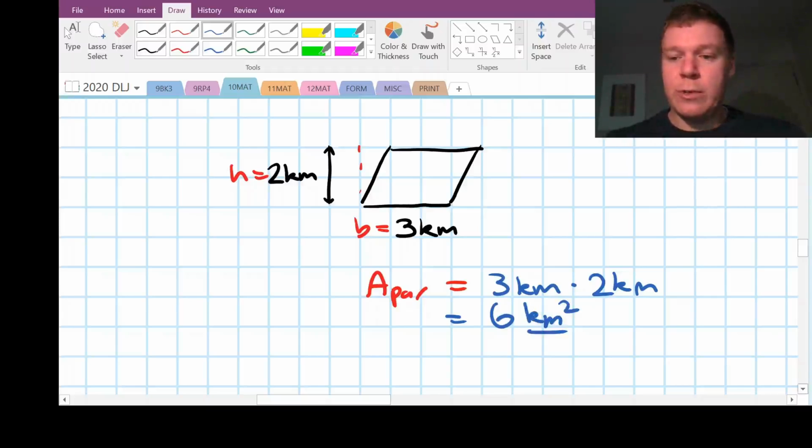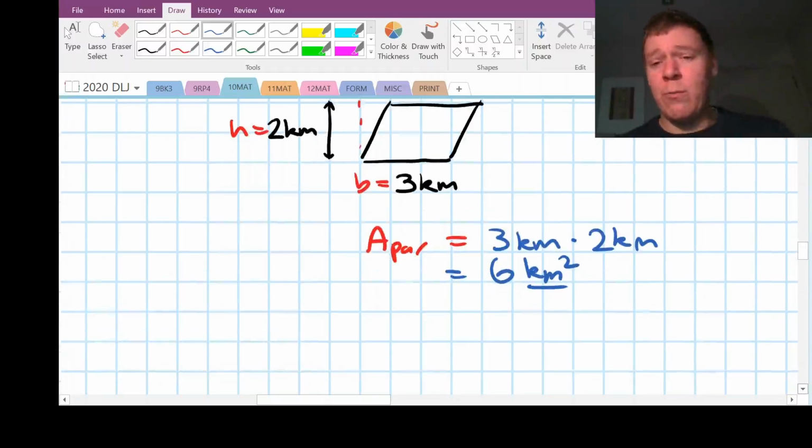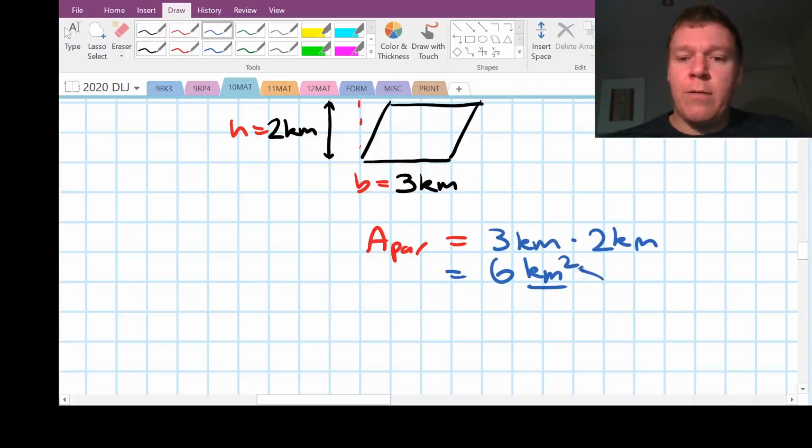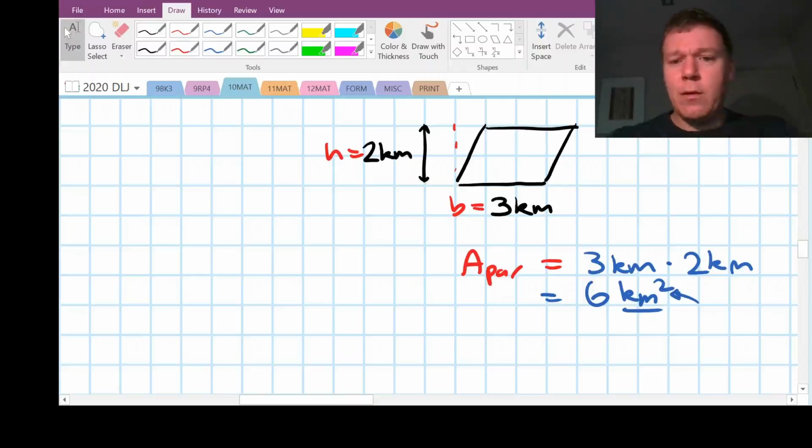Units are important in measurement. Usually you're going to miss out on 1 mark per page that you get your units wrong. It's very common to leave that little squared off and lose a mark. Okay.